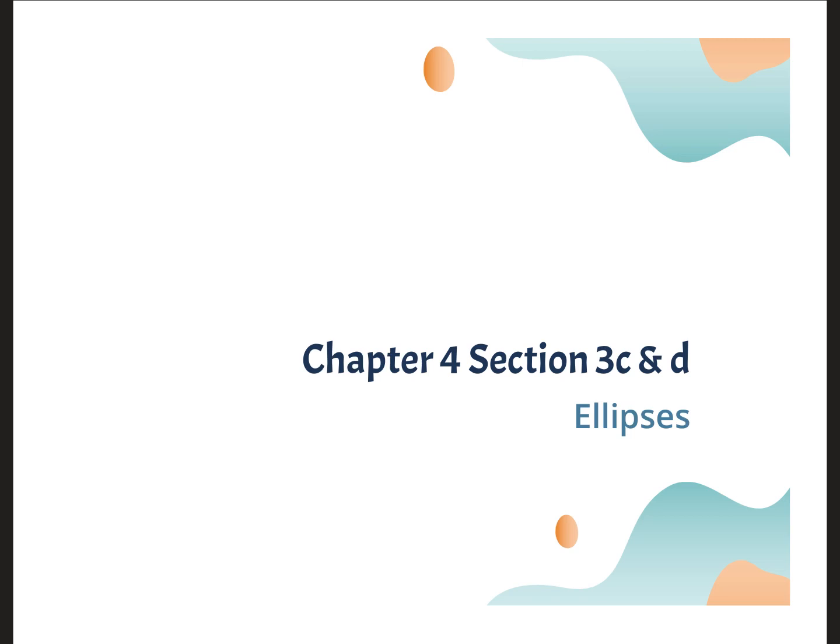Right, this is the second part of ellipses. Remember, an ellipse looks kind of like a circle that's smushed, right? An oval kind of shape. Your foci are inside. The A is the value from the center to the vertices.